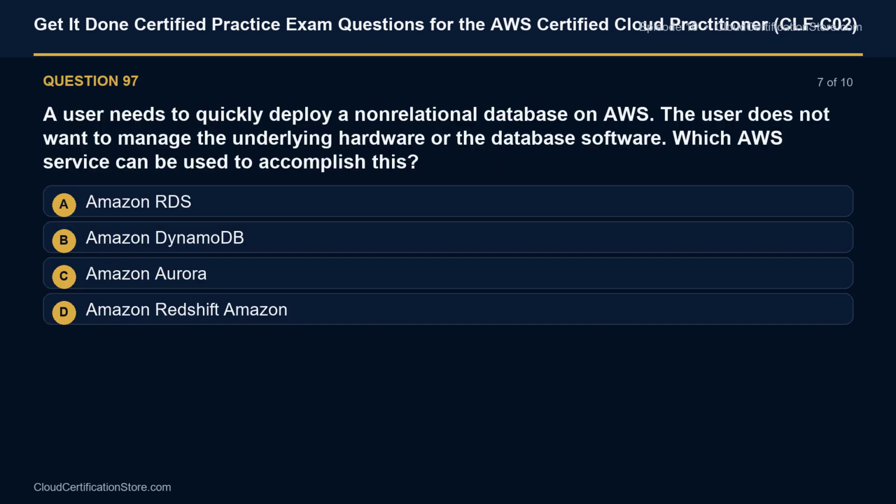Question 97. A user needs to quickly deploy a non-relational database on AWS. The user does not want to manage the underlying hardware or the database software. Which AWS service can be used to accomplish this? Option A. Amazon RDS. Option B. Amazon DynamoDB. Option C. Amazon Aurora. Option D. Amazon Redshift.